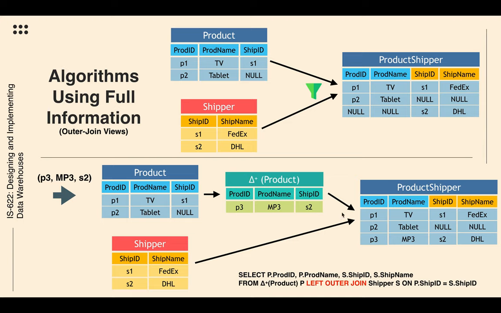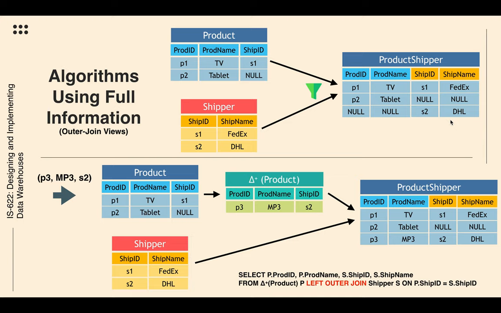And then that record will be added to my original view. Now you can see that I have added that record, which is P3, MP3, S2 and DHL. Now you can see that when I added it, one record magically disappeared, which is this one. The reason why it disappeared is because now, I don't need this record anymore.